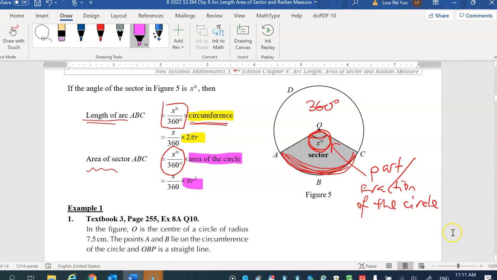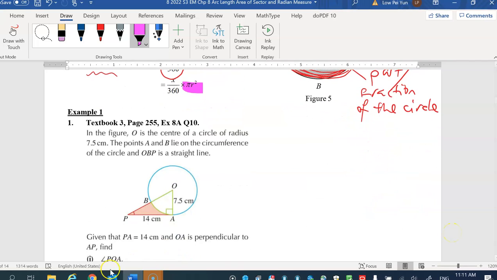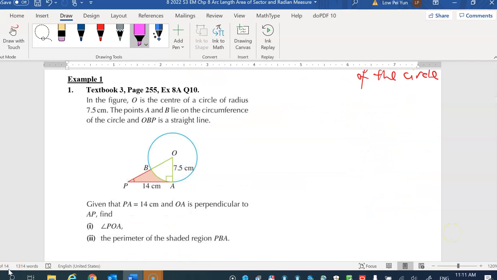Okay, so now let's look at this question. Example 1, you have this question from the textbook. Nonetheless, we have everything here. So in the figure, O is the center of the circle with radius 7.5 cm, which is stated in the diagram. The points A and B lie on the circumference, yes, also stated. And OBP is a straight line. Wonderful. So we have PA, which is 14 cm. So we have this information. OA is perpendicular to AP.